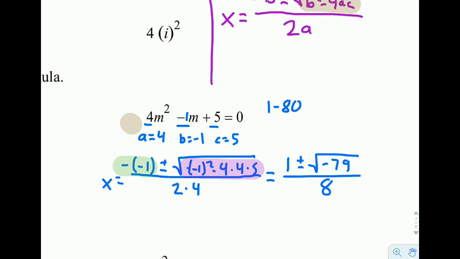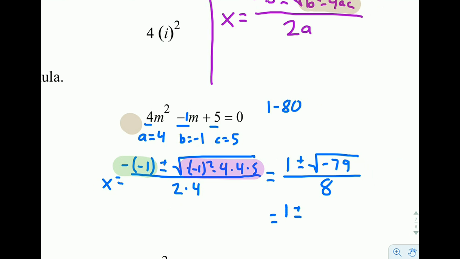Our next step now is to convert this into something that doesn't use the square root of a negative number. So if we had a positive there, we could just take the square root. Here we need to use i. So we're going to say 1 plus or minus the square root of 79, i, and I'm actually going to type that into my calculator. I want to figure out what is the square root of 79.